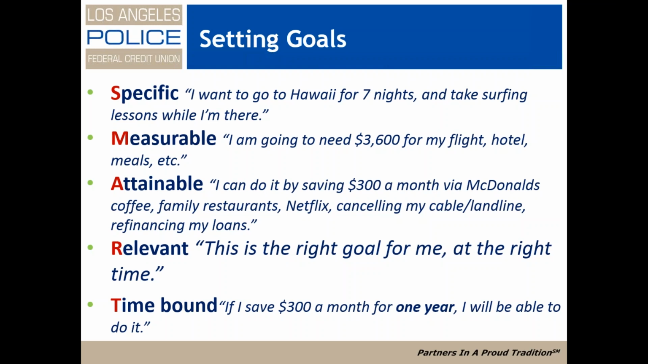So, for example, maybe earning extra money pet sitting isn't a good idea when you are allergic to pets. So you have to think about, well, how can I earn more money? But it needs to be something that you can actually do as well. And then lastly, is it tied to a time frame? When do you want to reach the goal?